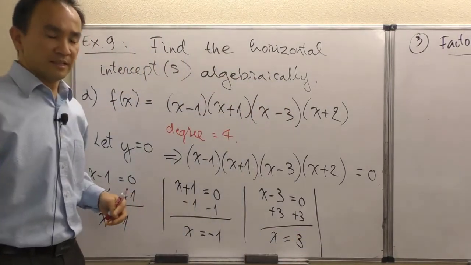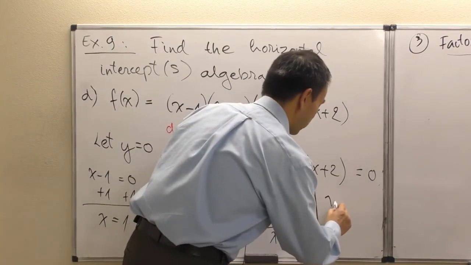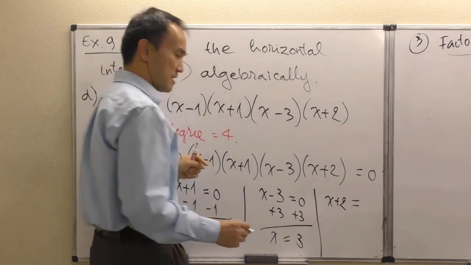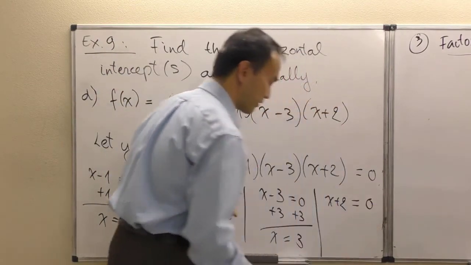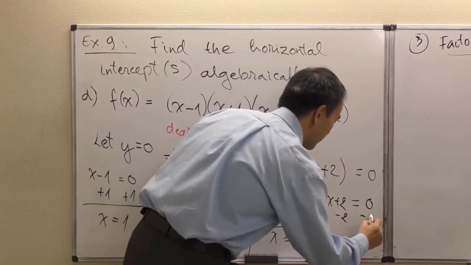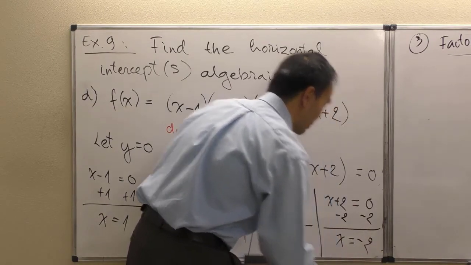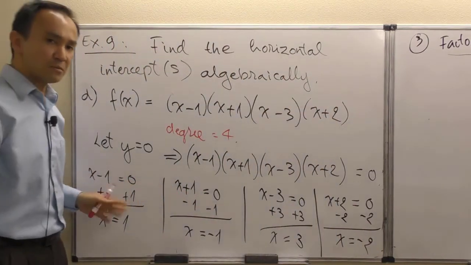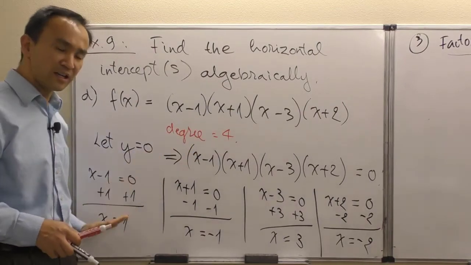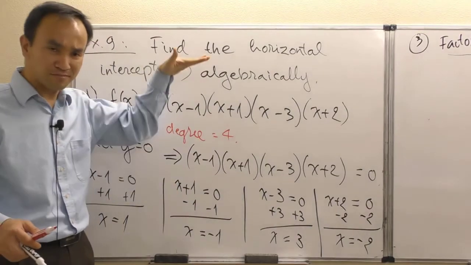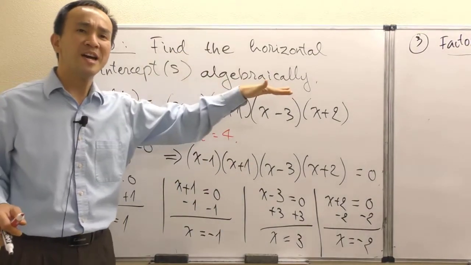The last one is x plus 2 as a distinct factor in the product of the polynomial. I set that equal to 0 and subtract 2 from both sides, and I end up with x equals negative 2. So with this problem, it's degree 4, and look at the numbers.